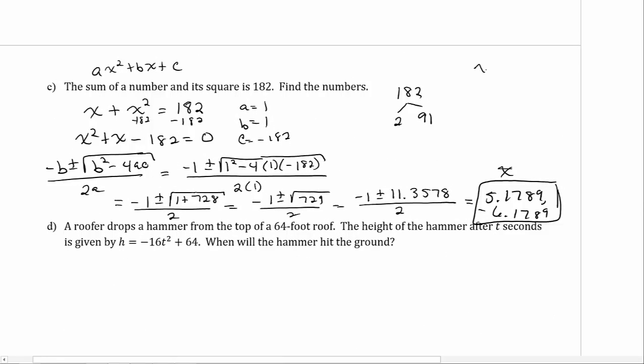And then these would be x. And if it also was asking you for x squared, then you would just square those numbers. So the -6.178, if you square that, you should get 38.1788. And the 5.1789, if you square that, you should get 26.8208. So those would be x squared.